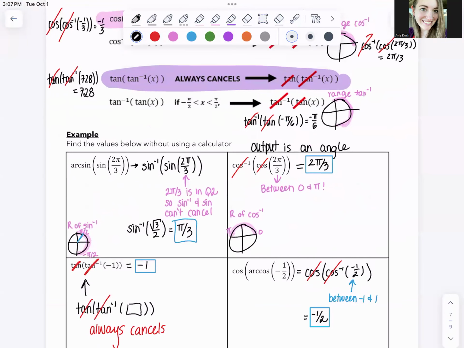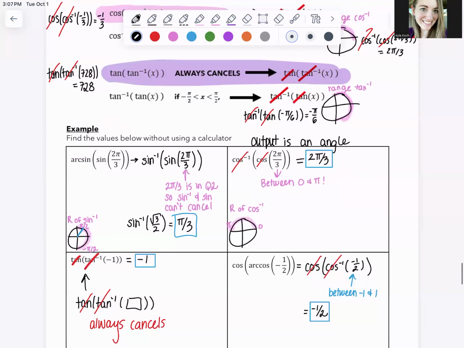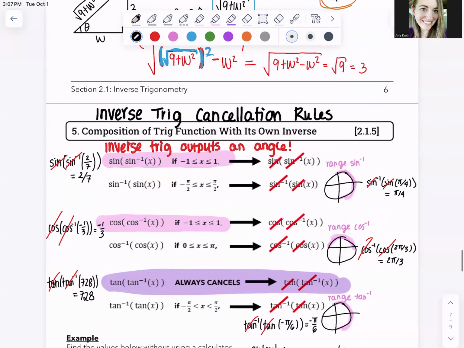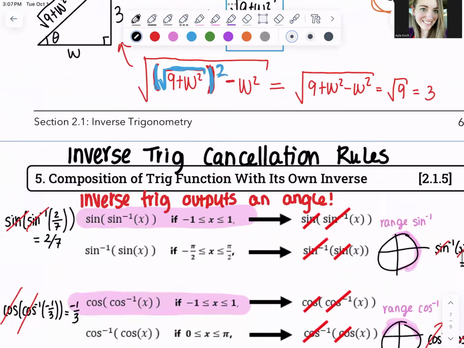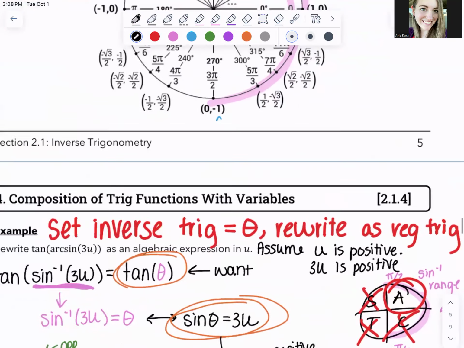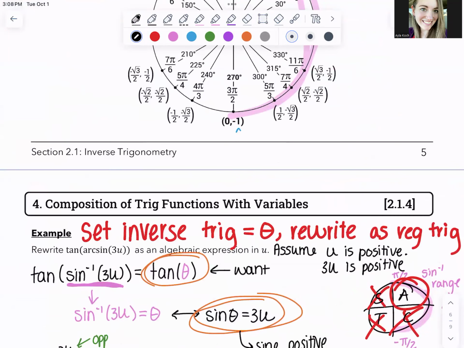So that's all I have for inverse trig. If you have questions, let me know and take all of this in. Don't forget inverse trig outputs an angle. Don't forget set trig equal to theta, inverse trig equal to theta.